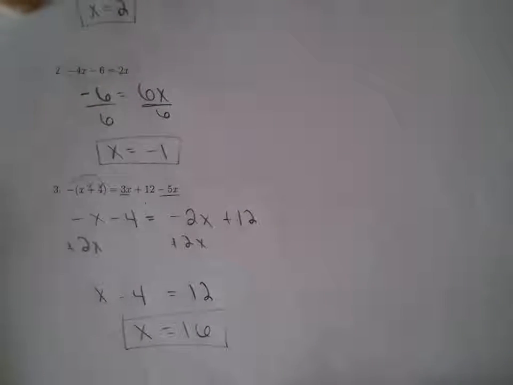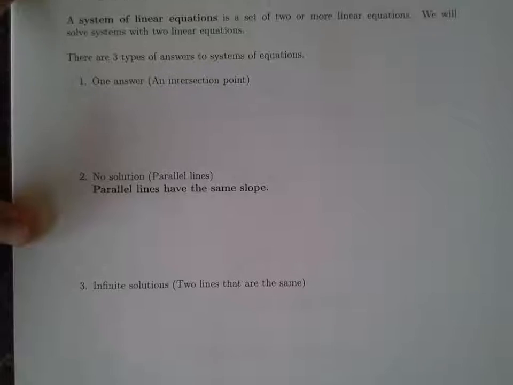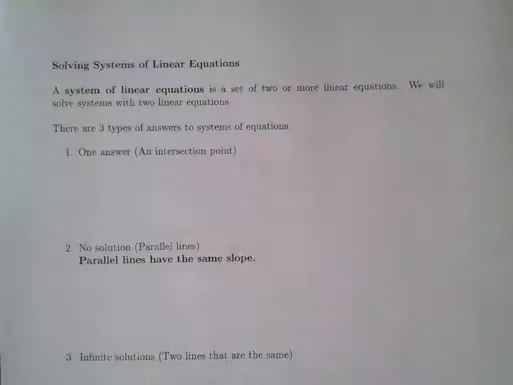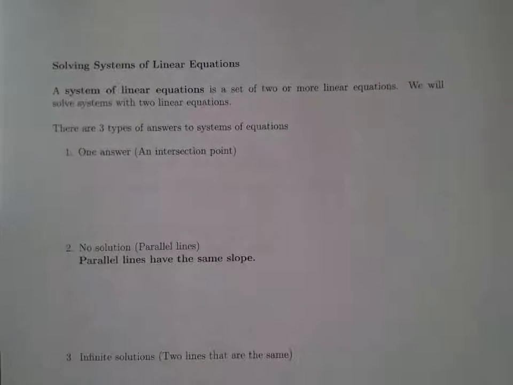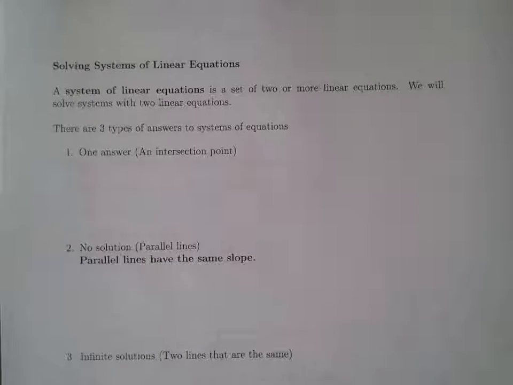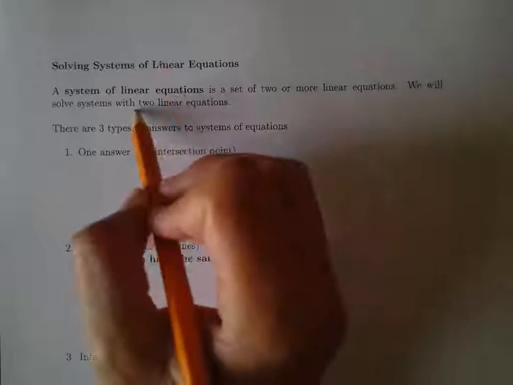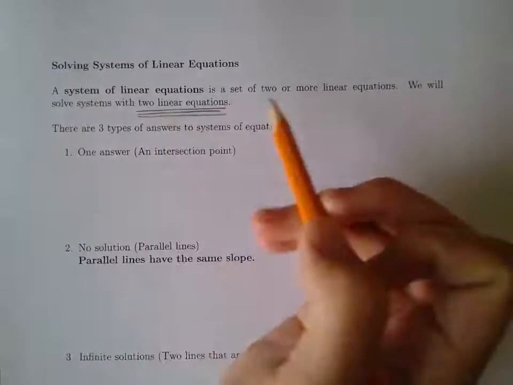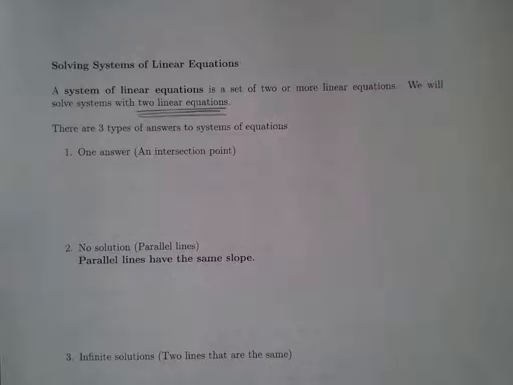Okay, moving on to page 23, we have solving systems of linear equations. It says a system of linear equations is a set of 2 or more linear equations. We will solve systems with 2 linear equations. On the SAT, I have seen some with 3, but normally the third one is a pretty simple one. So we won't focus too much on 3, but normally linear systems have 2 linear equations. So that's what we're going to focus on.